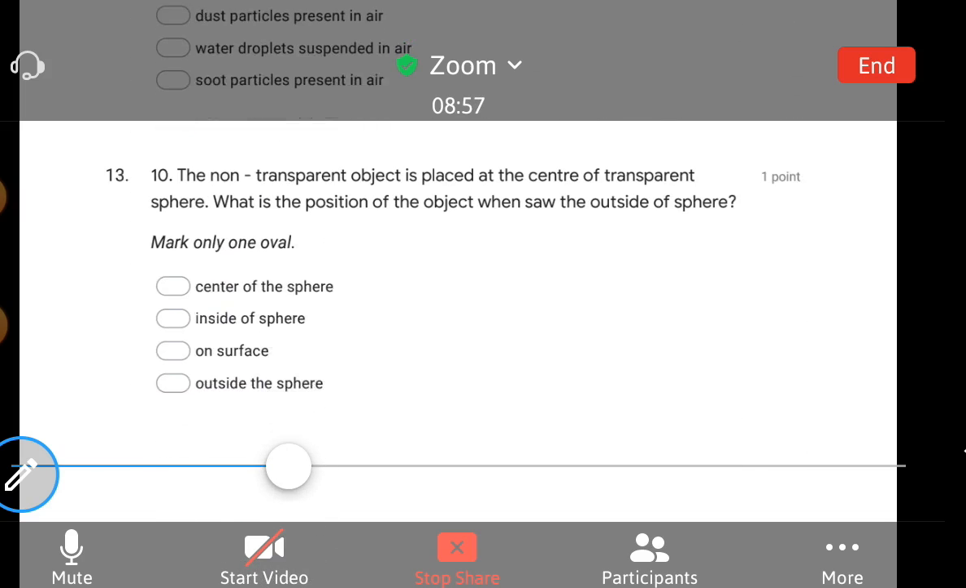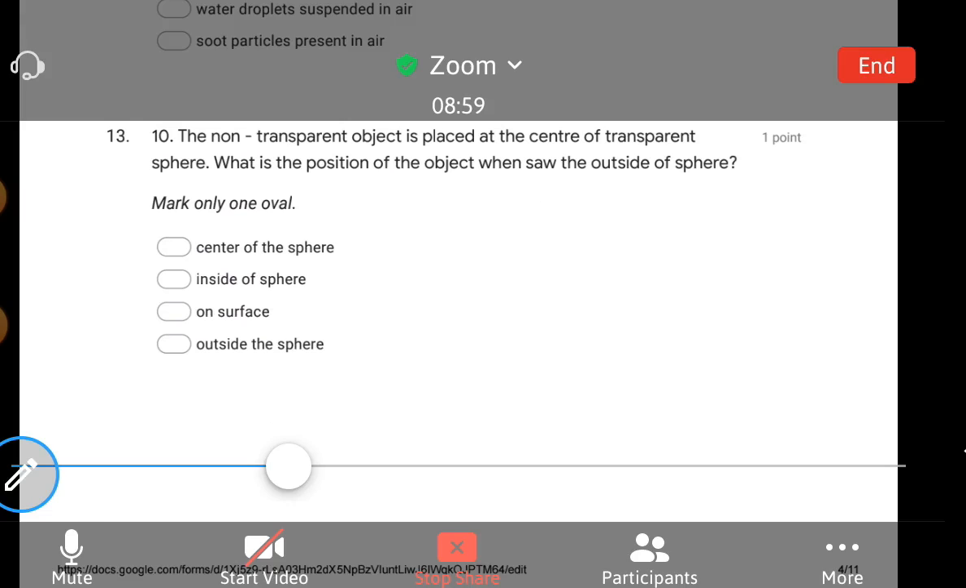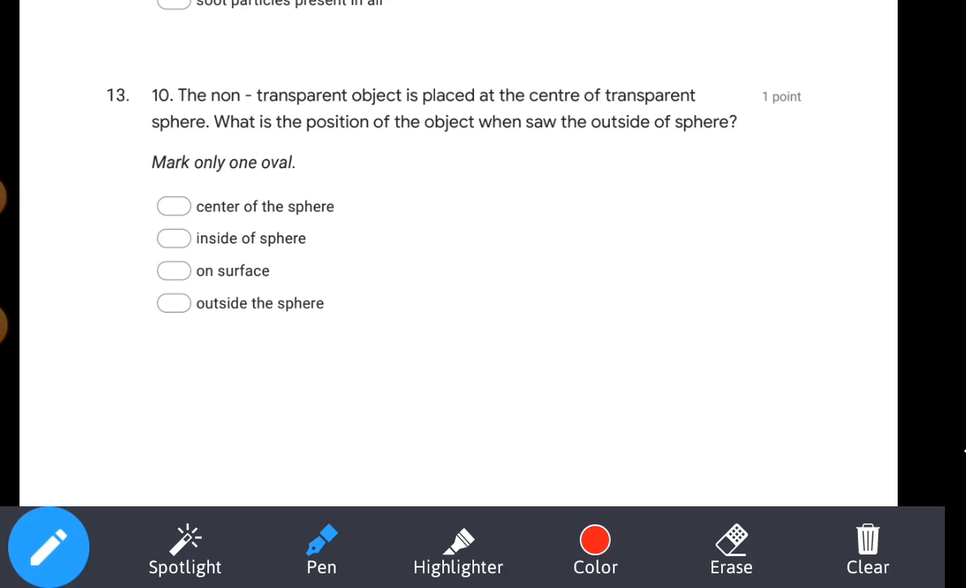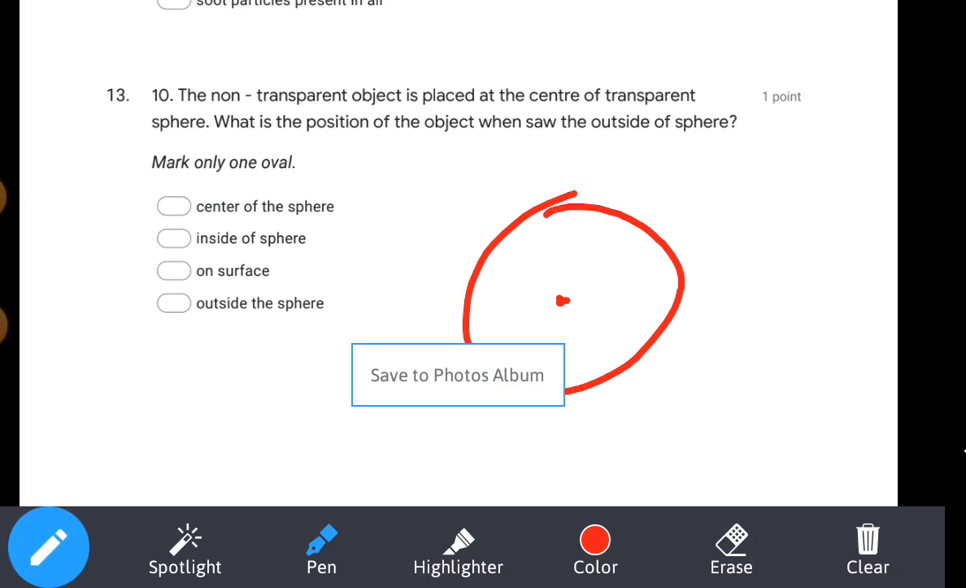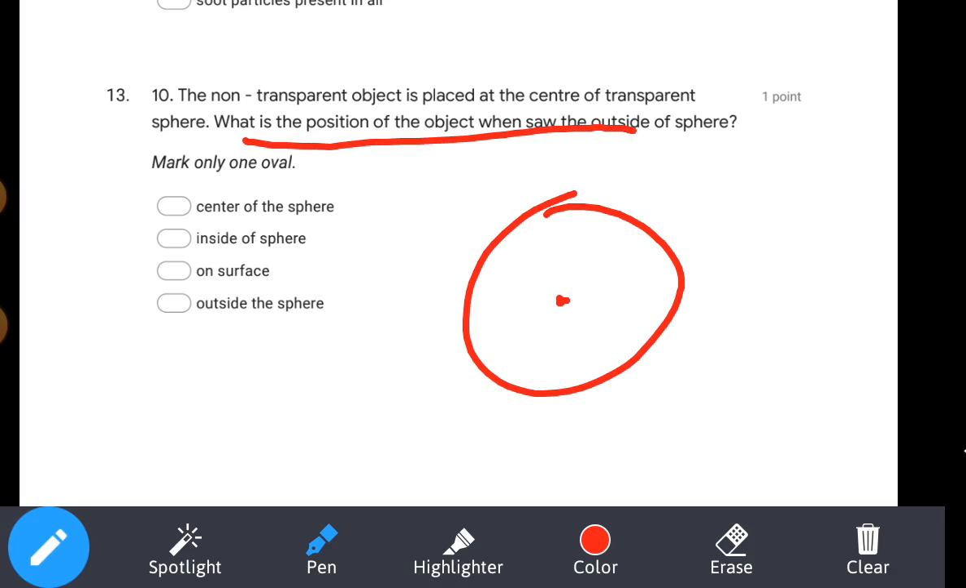13th question. A non-transparent object is placed at the center of a transparent sphere. There is a sphere and an object is placed at the center. Now what they are asking is, what is the position of the object when seen from the outside? They are asking the V value.